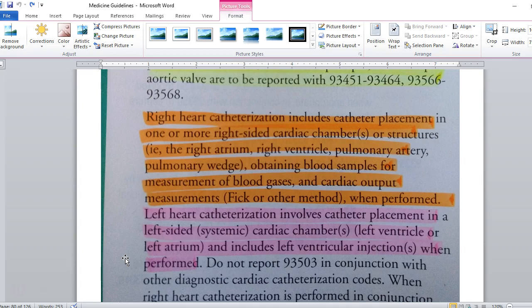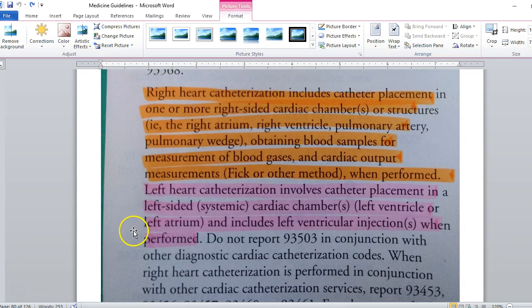A right heart catheterization includes the catheter placement in one or more right-sided cardiac chambers or structures, like the right atrium, right ventricle, pulmonary artery, or pulmonary wedge, obtaining blood samples for measurements of blood gases, and cardiac output measurements, Fick or other methods when performed. Okay. So again, we're going to the right side of the heart. We're looking at what's going on in the right side of the heart, and we are looking at the blood gases and cardiac outputs. So the blood flow through the right side of the heart.